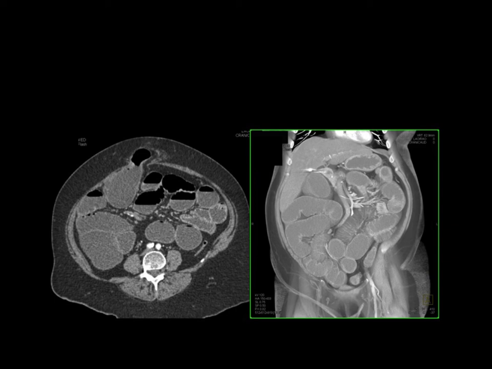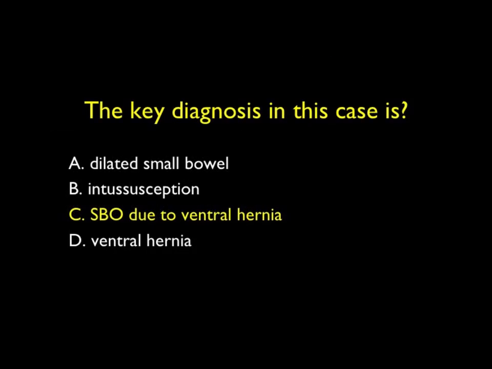Here you can see the transition point is at the level of the ventral hernia, and this was small bowel obstruction due to ventral hernia. This was a surgical emergency. The patient had surgery, but there was no evidence of ischemic bowel.